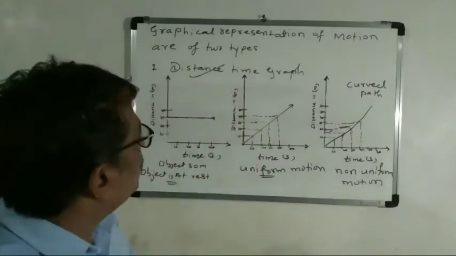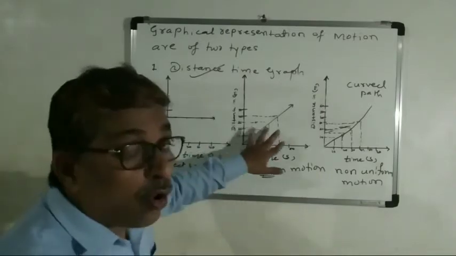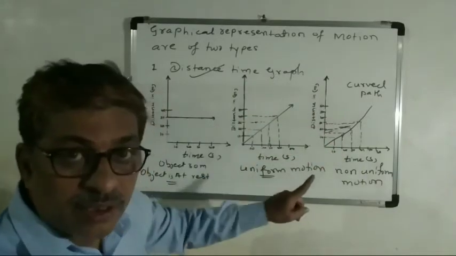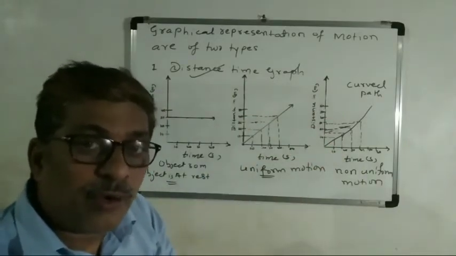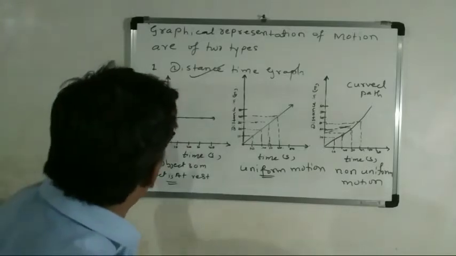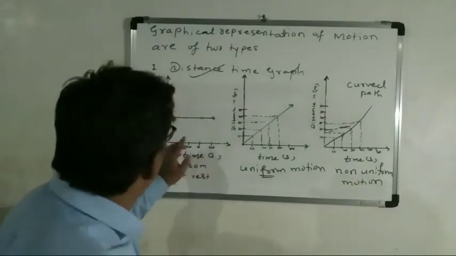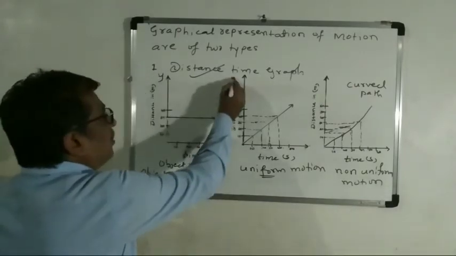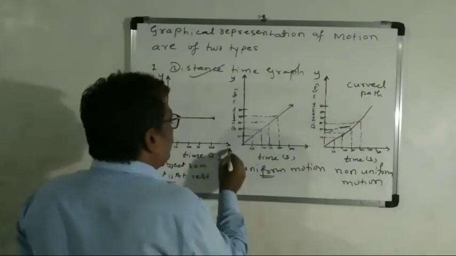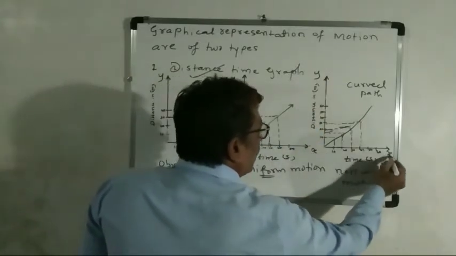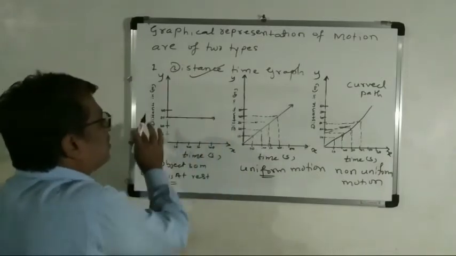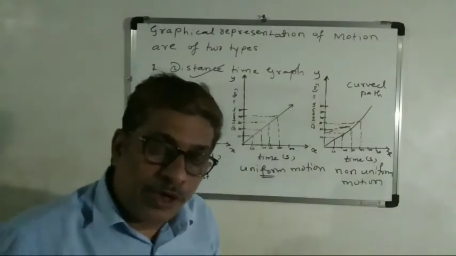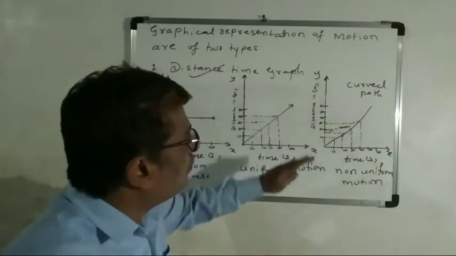See, dear students, these are all the types of distance graph. But here, you have to keep in mind, on the x-axis you have to take time, and on the y-axis you have to take distance. Okay, students, got the idea now?